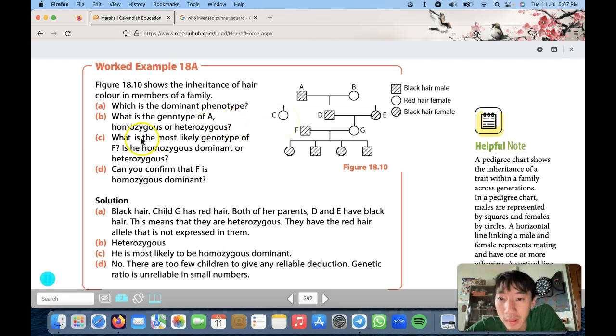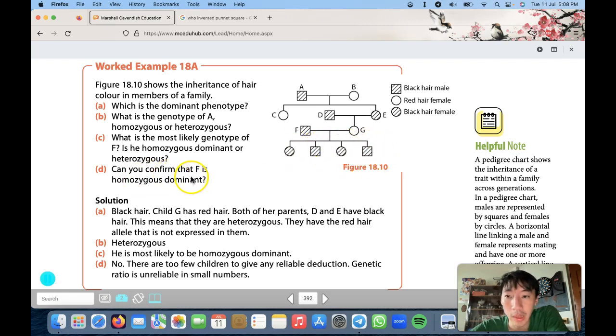What is the most likely genotype of F? Is he homozygous dominant or heterozygous? Likely so. If you see F, he has 4 children with black hair, so very likely that F actually is homozygous dominant. You have 2 dominant alleles. That means that no matter what, all the children will definitely have at least one of the dominant alleles, and so all the children will be black.